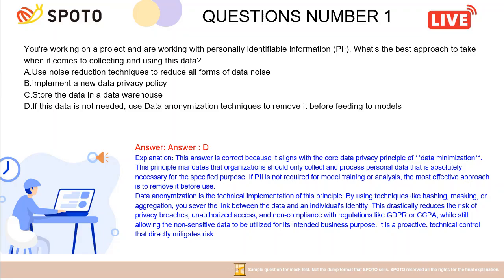By using techniques like hashing, masking, or aggregation, you sever the link between the data and an individual's identity. This drastically reduces the risk of privacy breaches, unauthorized access, and non-compliance with regulations like GDPR or CCPA, while still allowing the non-sensitive data to be utilized for its intended business purpose. It is a proactive, technical control that directly mitigates risk.